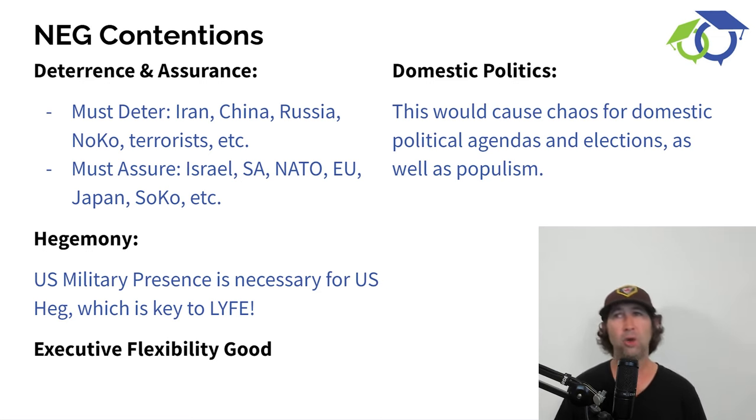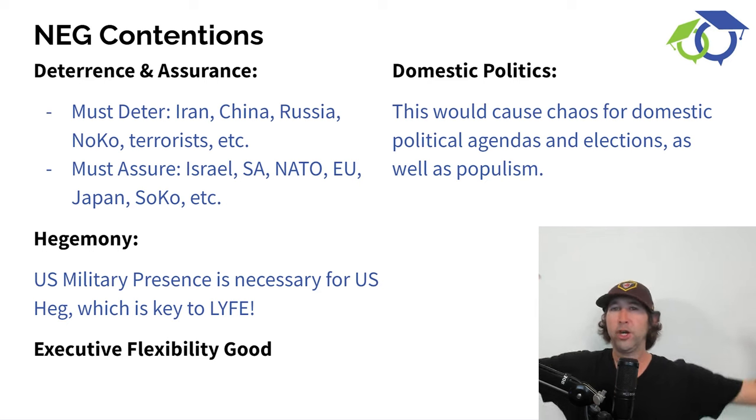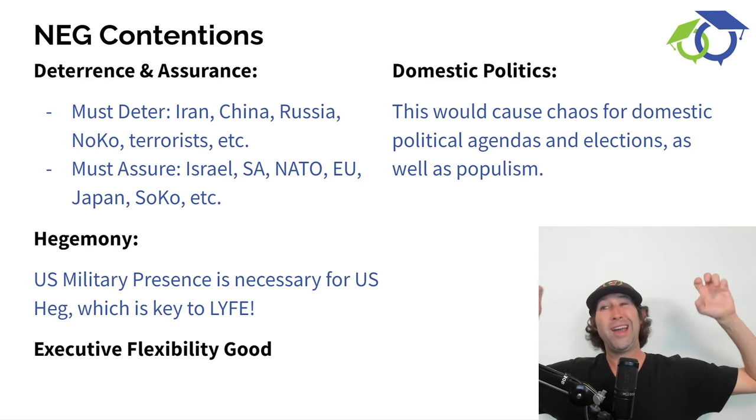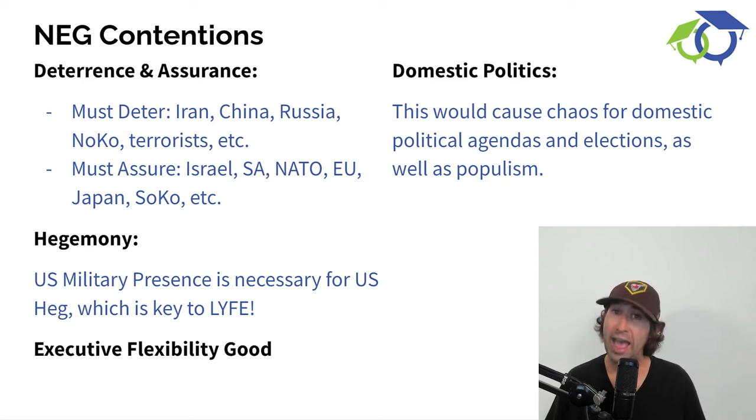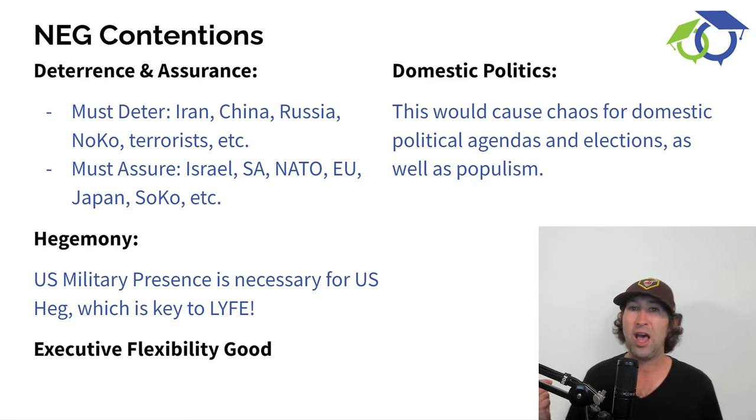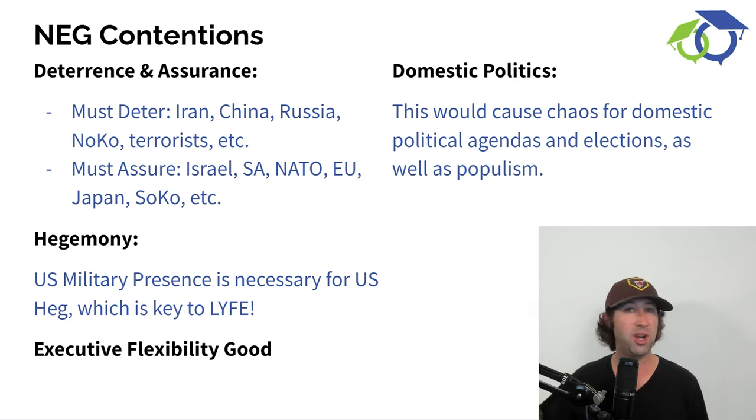Who are those people? Iran, China, Russia, North Korea, various terrorists, you know, all the bad guys that we usually think about, you can talk about them on this topic. Now, aside from just deterrence, these different people don't only want to harm us, they want to harm our allies. And our allies have been given assurances by us that we will protect them. And part of a commitment to that protection is our military presence.